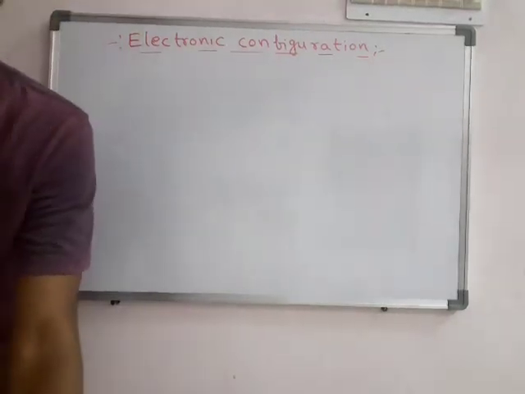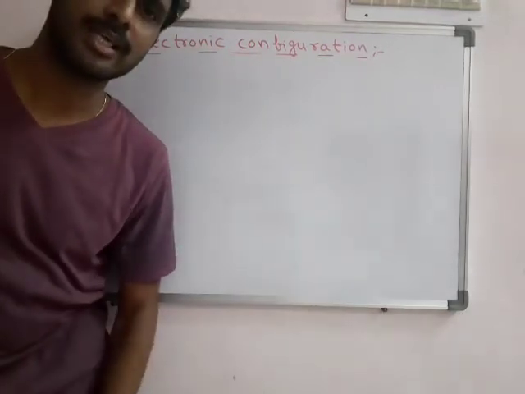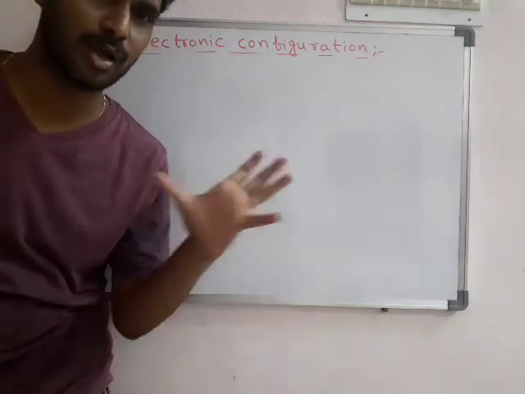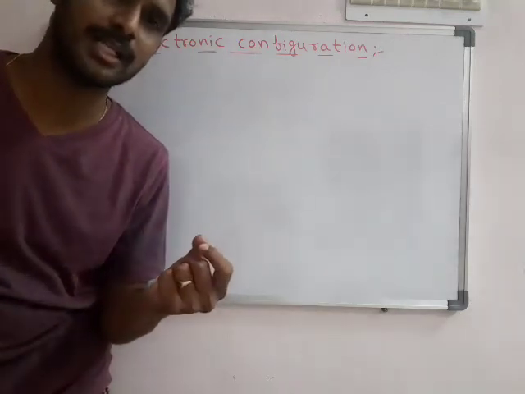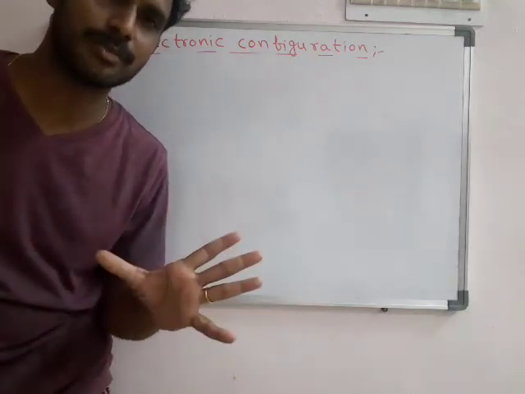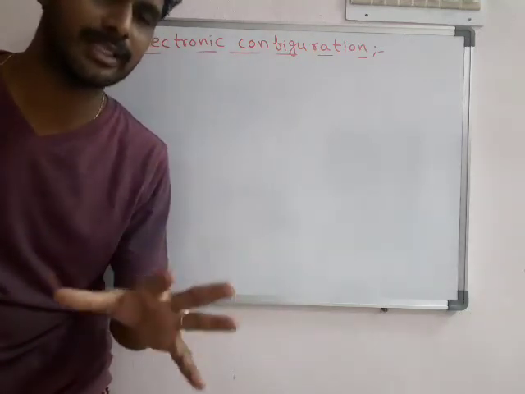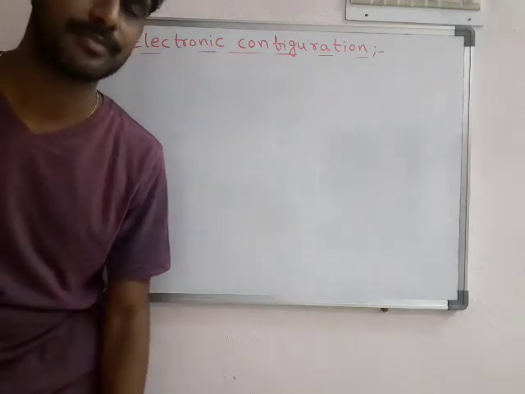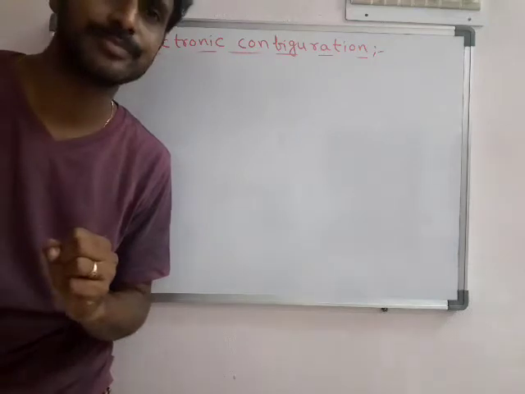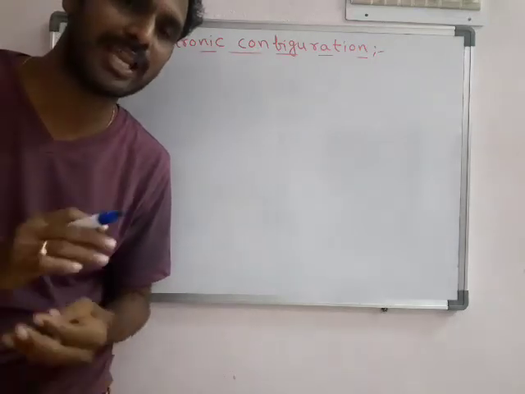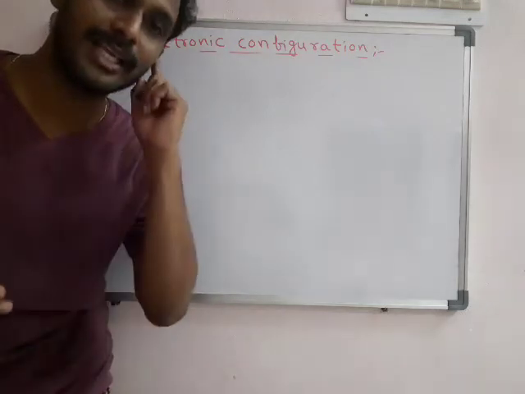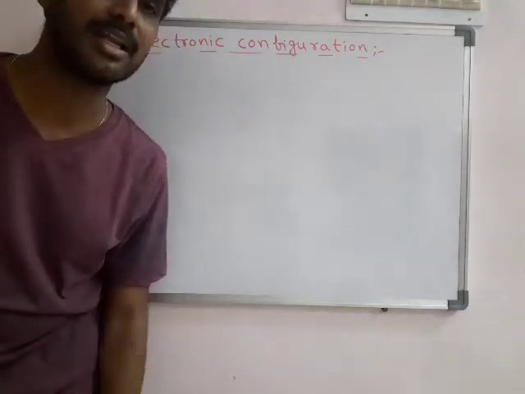So hello everyone, today we see a very important topic of chemistry, that is electronic configuration. In total chemistry, the important thing is the electronic configuration. So what is the meaning of electronic configuration? It is the distribution of electrons in an atom into different levels.